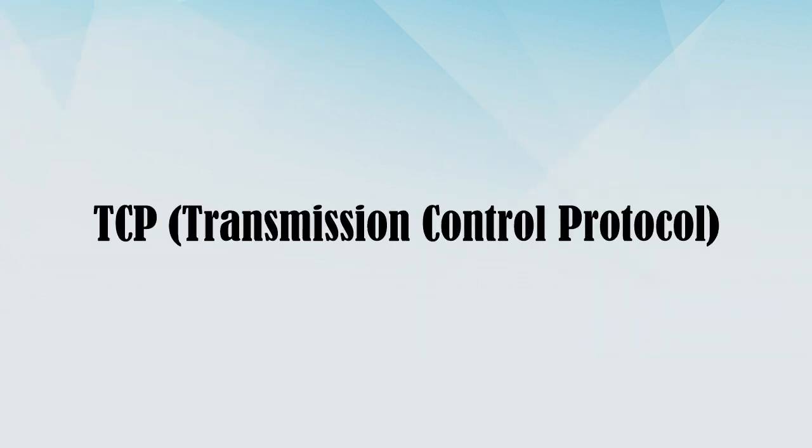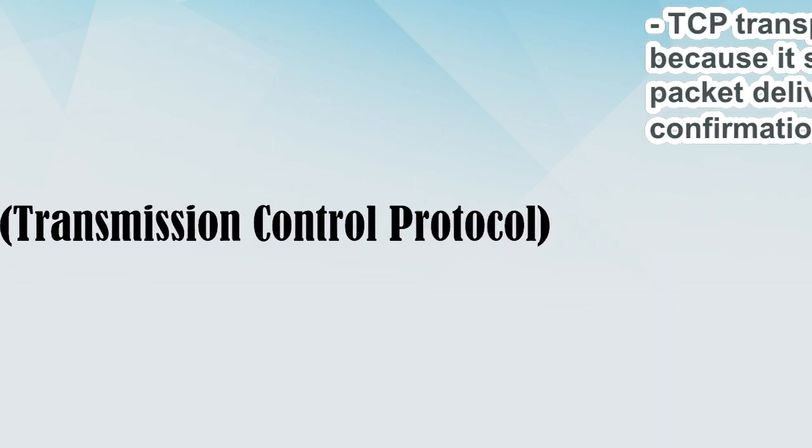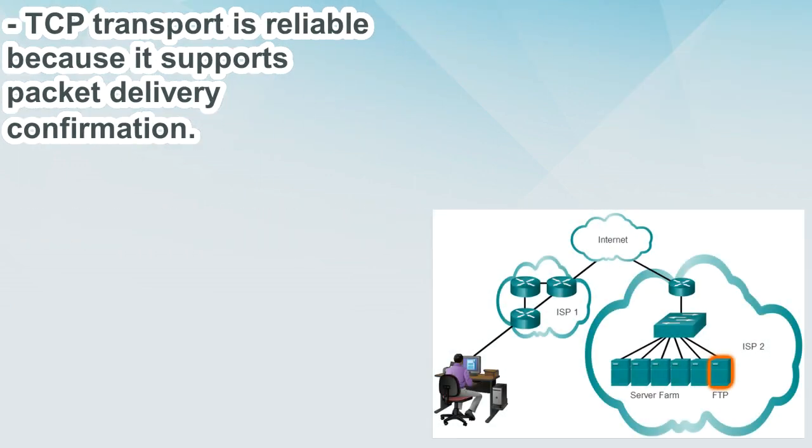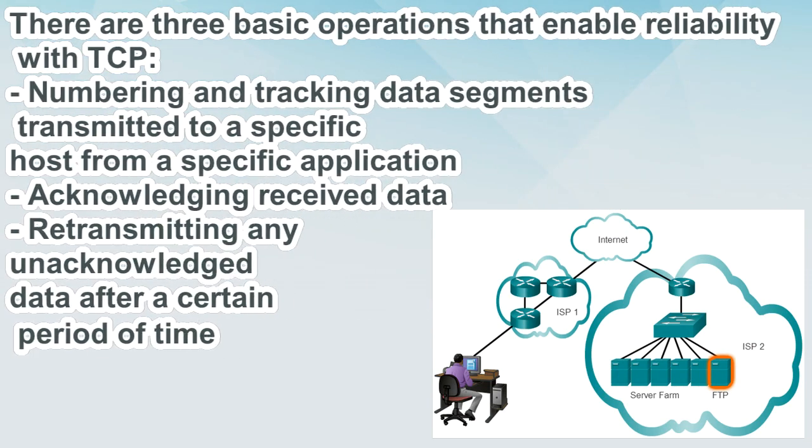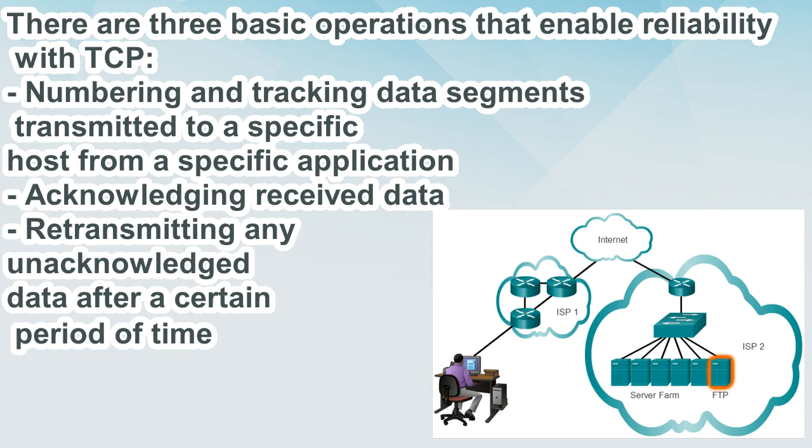TCP iaitu Transmission Control Protocol. TCP transport is reliable because it supports packet delivery confirmation. There are three basic operations that enable reliability with TCP. First, numbering and tracking data segments transmitted to a specific host from a specific application. Second, acknowledging received data. And third, retransmitting any unacknowledged data after a certain period of time.